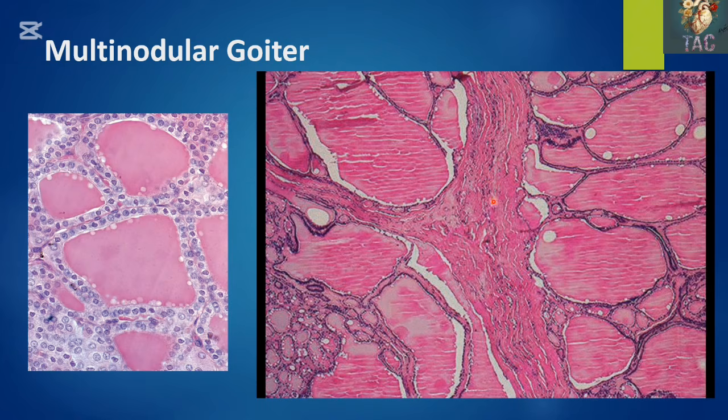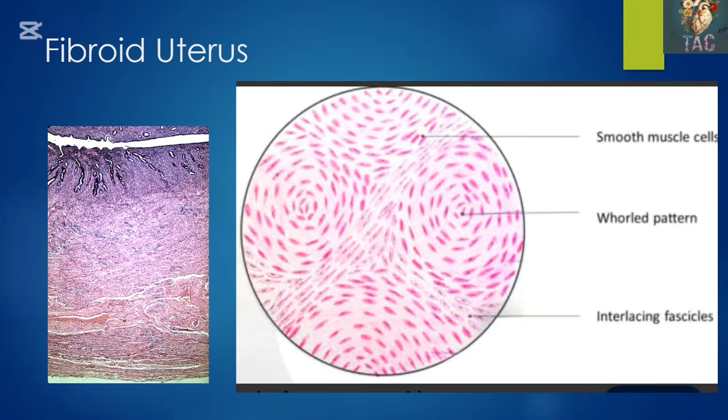So how you can differentiate this from the normal one: there is a large number of follicles of larger size and irregular shapes and sizes, some are very small, others are very large, they have clear resorption areas at the periphery, and also the septa formed by the connective tissue which convert the structure into a multinodular goiter.